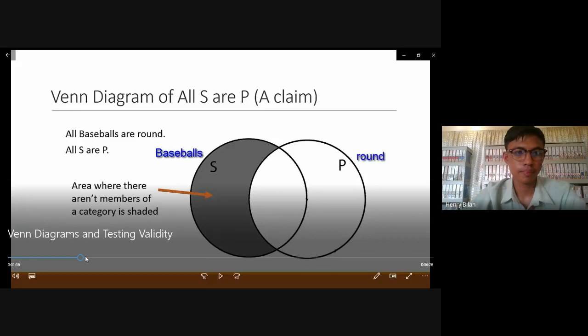Ano pang halimbawa dito? Ayan, ito yung sinasabi ko kanina. Baseballs, round. Kasi lahat ng baseballs ay round. Outside ng round ay hindi baseball. Kaya nga sinade natin ito. Okay? Outside of this round ay hindi na siya baseball. Kasi lahat ng baseballs ay round.